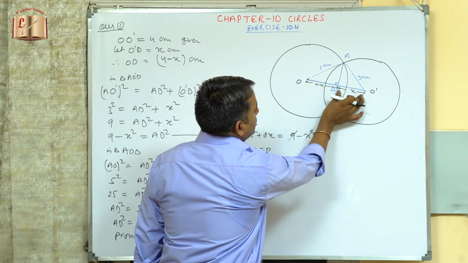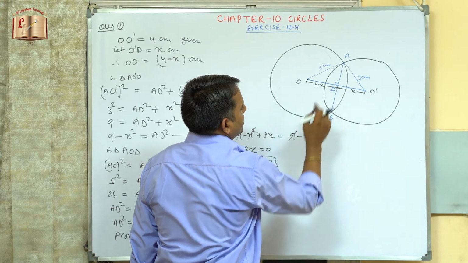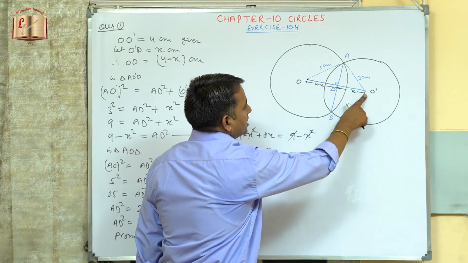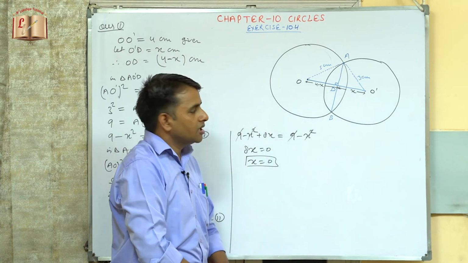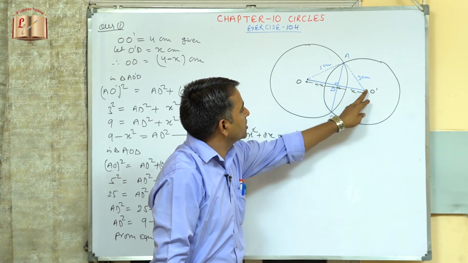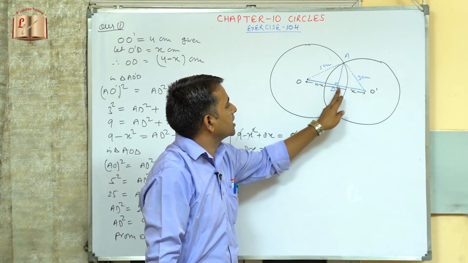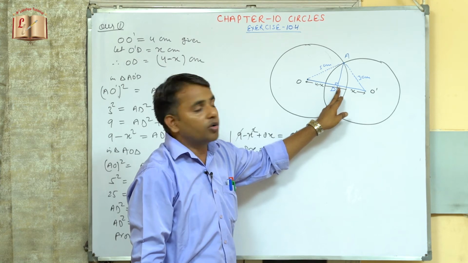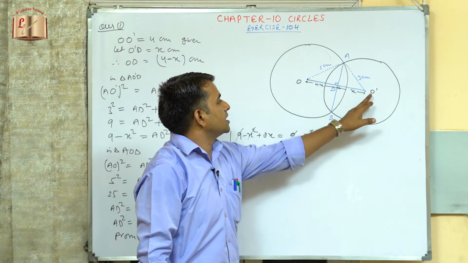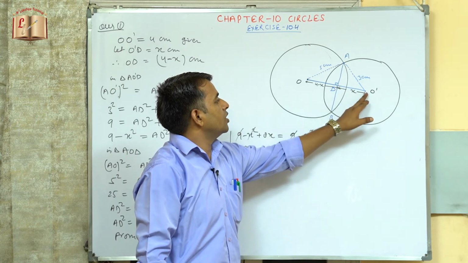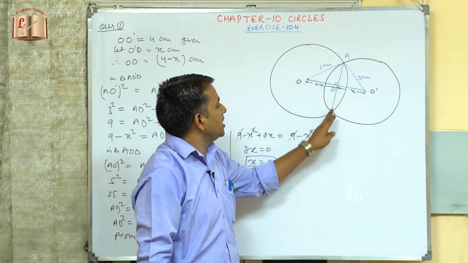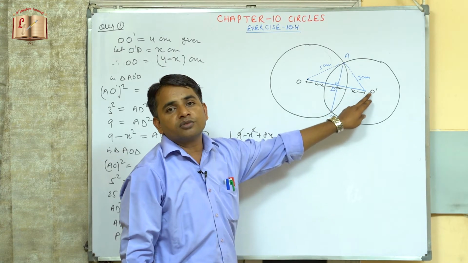So x equals 0 means this point is the same as this point. Means this chord is passing through the center of the smaller circle. Because I took this distance as x, if this distance is 0, it means the O' point has shifted to D. So O' will now be the center of the smaller circle. Meaning this AB is passing through the center of the smaller circle.